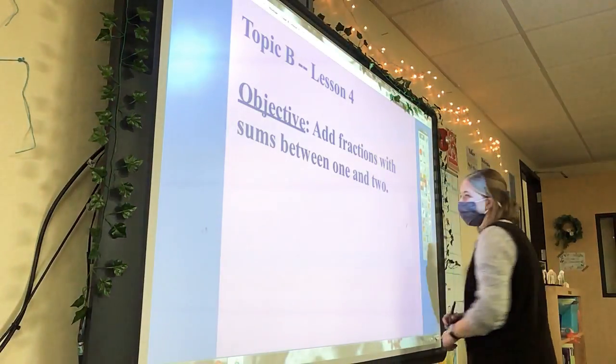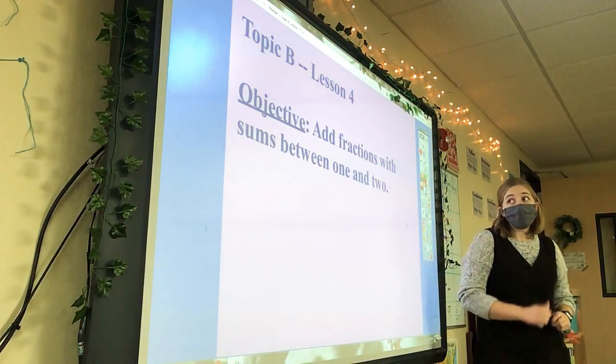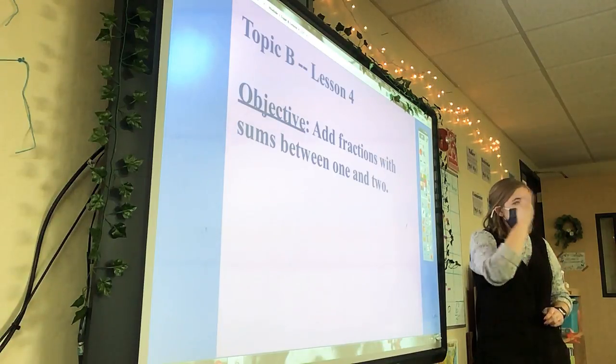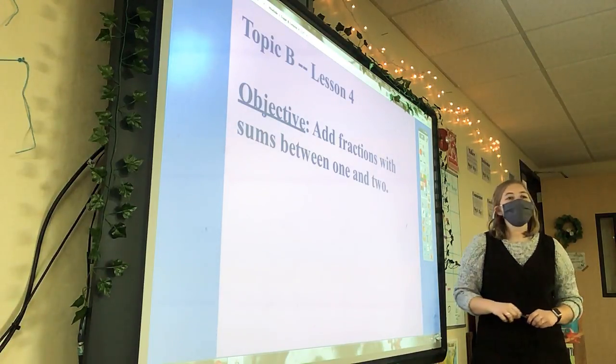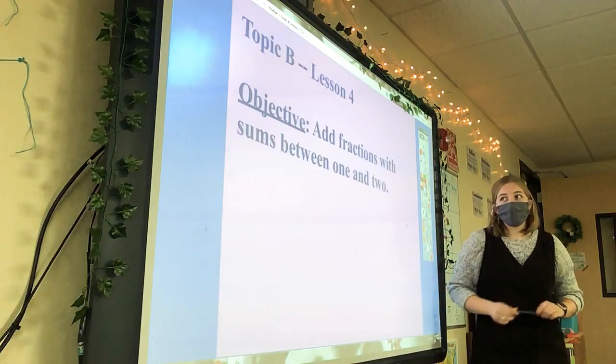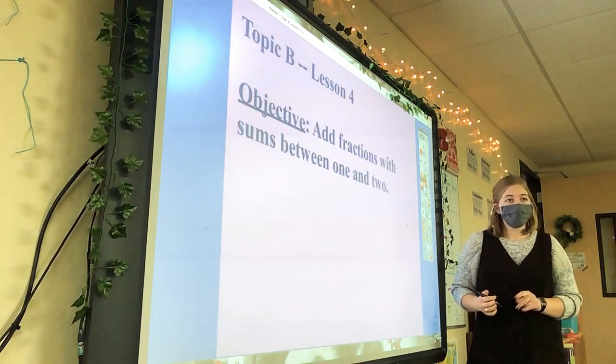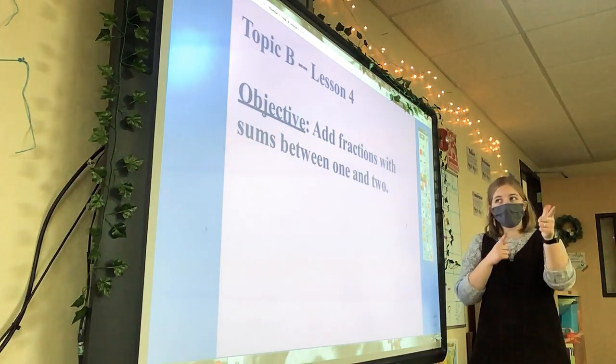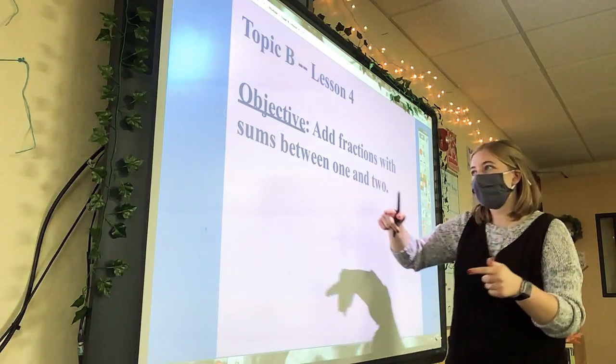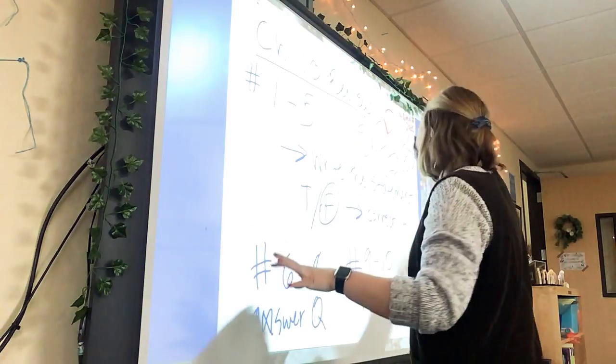Lesson 4. We're going to add fractions with sums between 1 and 2. Okay? Let's see. Brooks, what does sum mean? It's the answer to an addition problem. Bingo. Yes, it's an answer to an addition problem, right? So we're just adding today, nothing else.